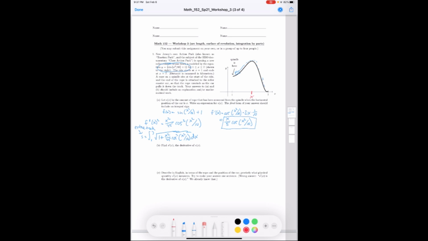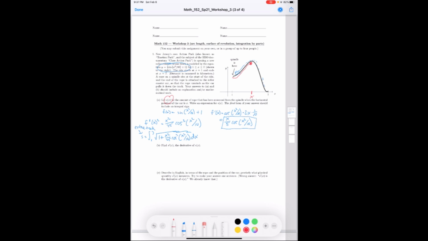The idea is that as we move x to the right, I want to get a larger number. If I move x to the left, I want to get a smaller number. In other words, that's what s of x really is. I'm saying let's define the length of rope that's been pulled out from the beginning up to some horizontal position x as a function of x. That sort of makes sense to do because if I change what x is, I'm changing the length of the rope. The length of the rope is dependent on how far horizontally I've gone along this track.